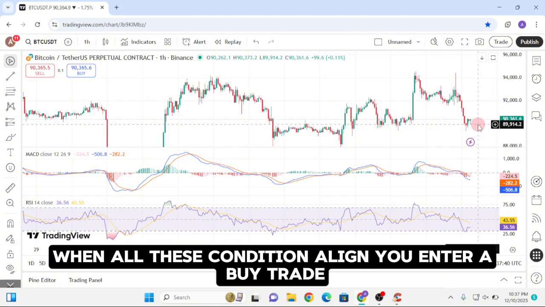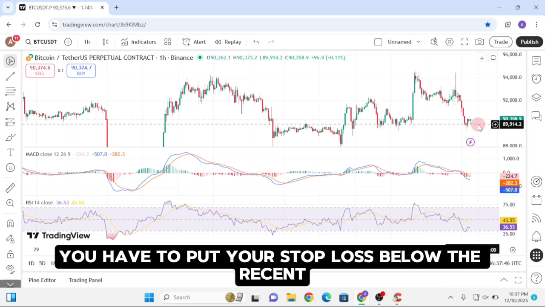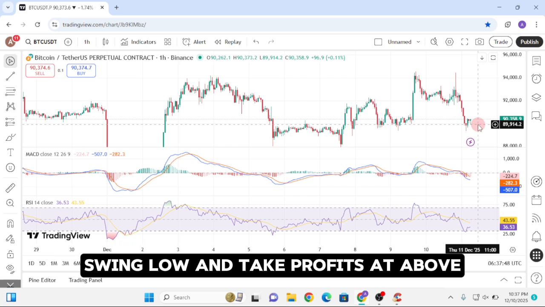So when all these conditions align, you enter a buy trade. For the stop loss, you have to put it below the recent swing low and take profits above.